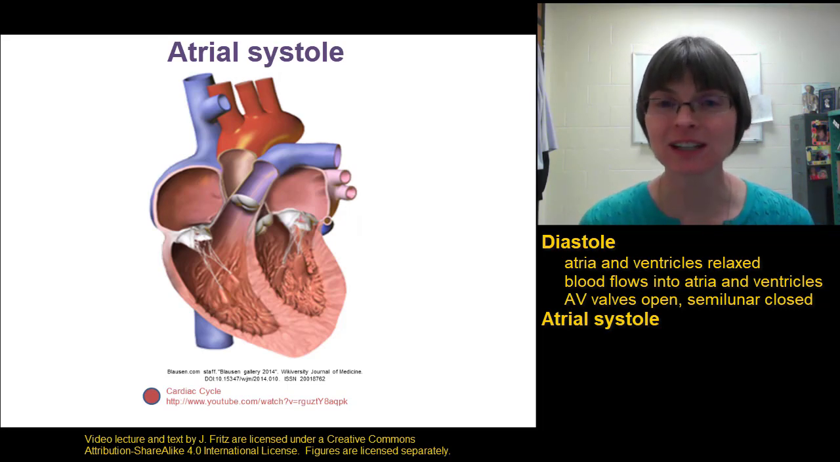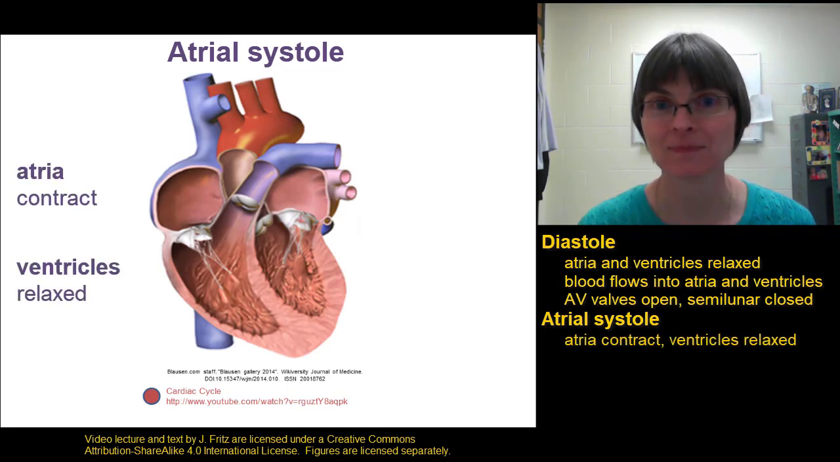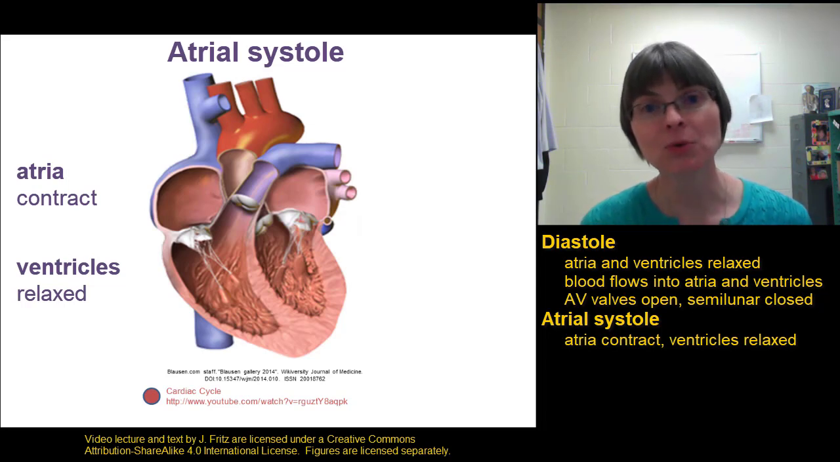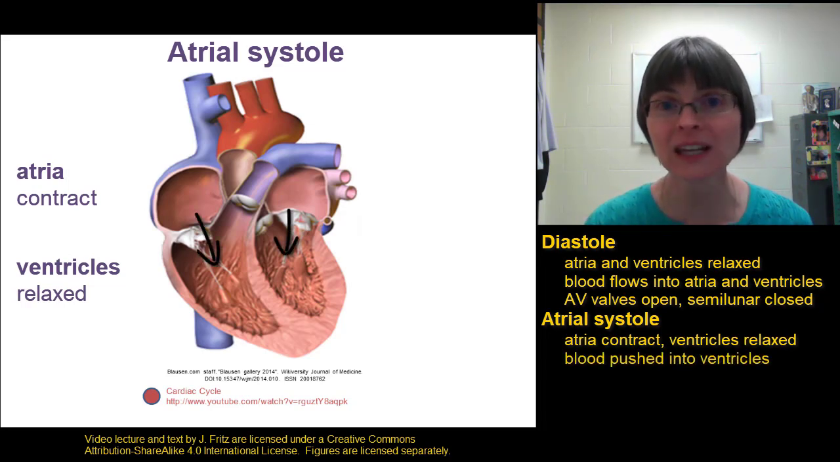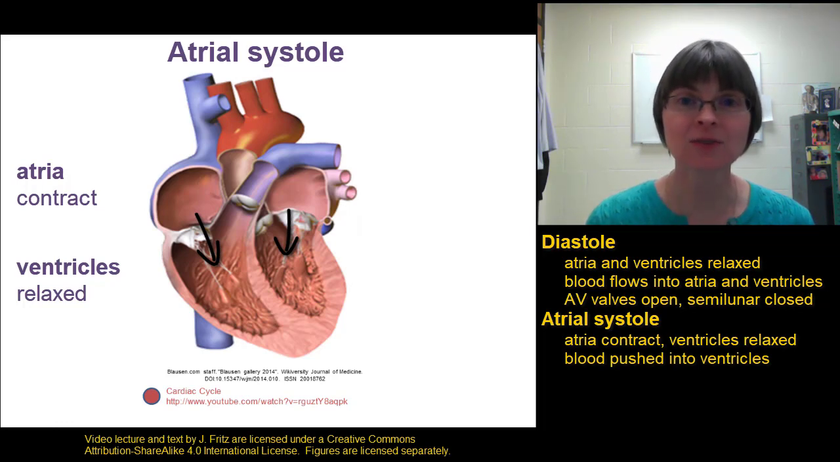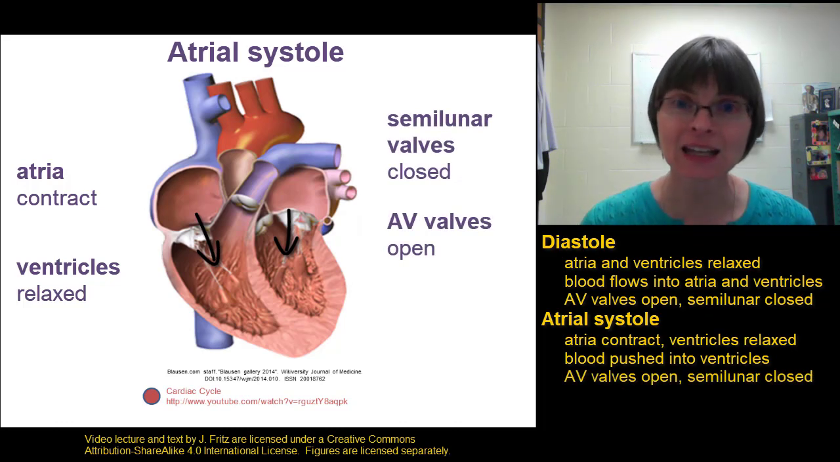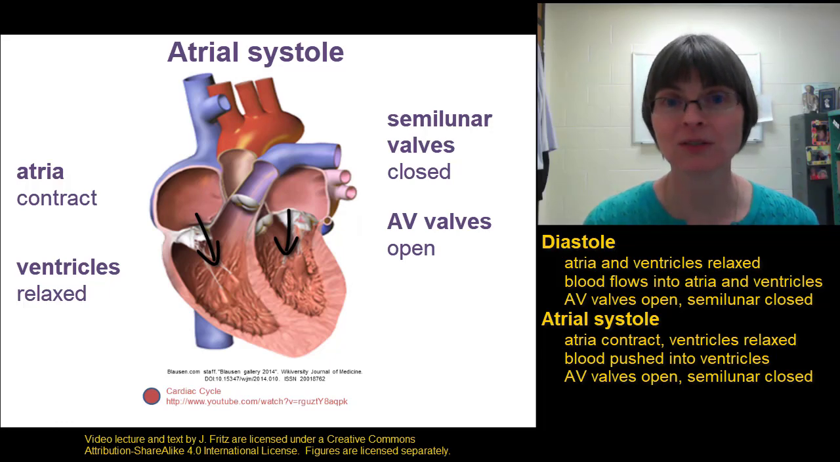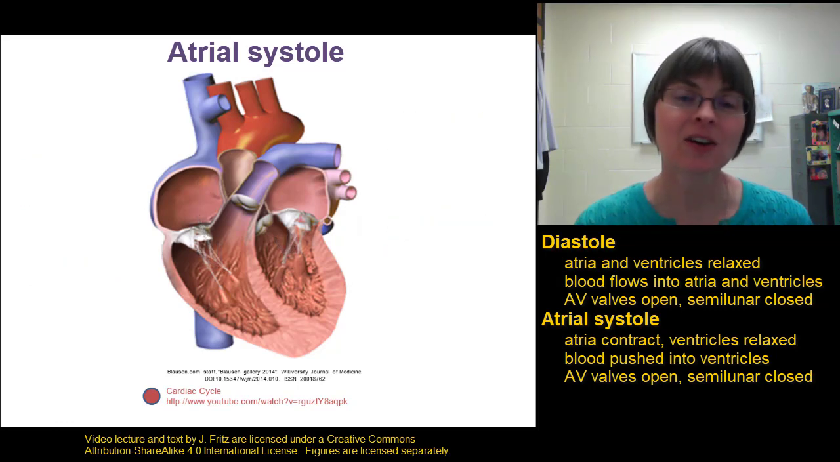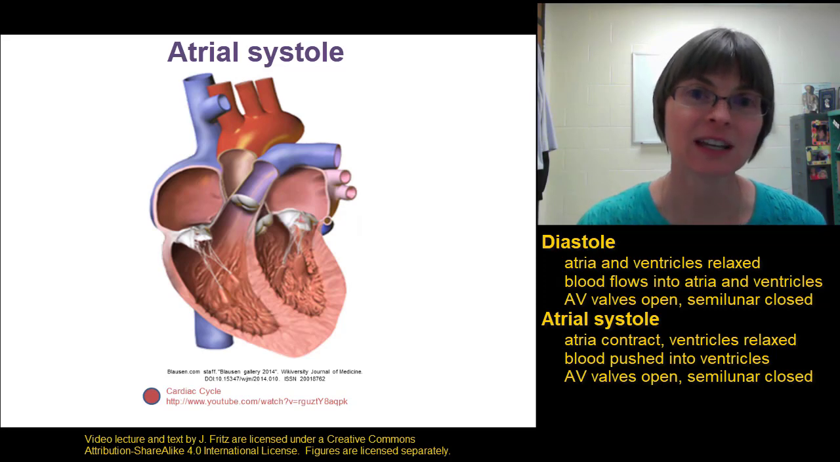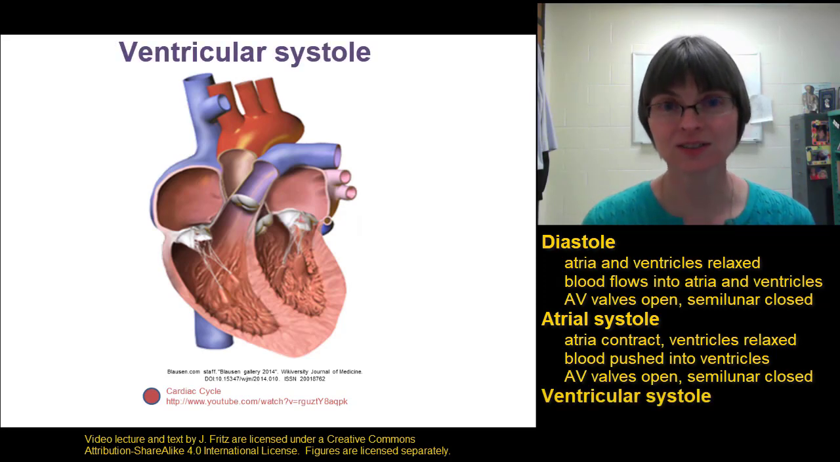In atrial systole, the atria contract. The ventricles remain relaxed. The atria contract, and that pushes blood into the ventricles to complete the filling of the ventricles. In order for this to occur, the AV valves are still open, so blood can be pushed from the atria into the ventricles. And the semilunar valves are still closed to keep blood from flowing out of the arteries back into the ventricles. At the completion of atrial systole, the heart goes into ventricular systole.